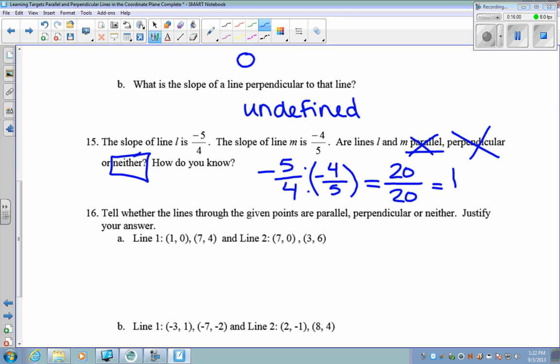So if you're asked to prove or to show or to find out if they are indeed parallel or perpendicular, you have to use the facts that we learned in order to come up with that answer.